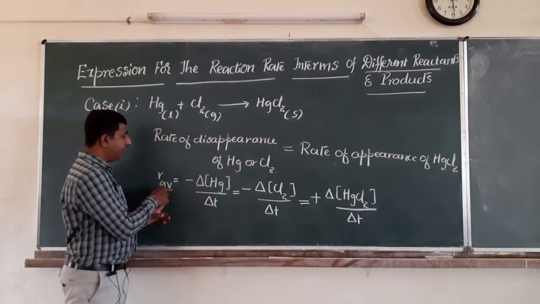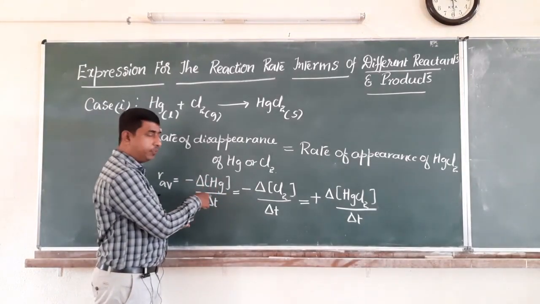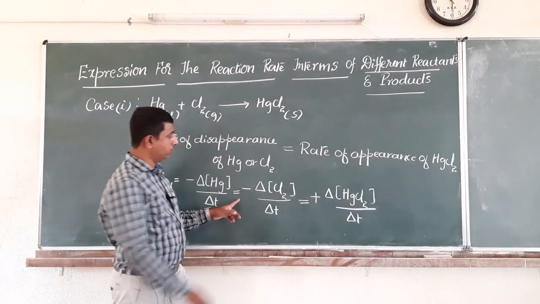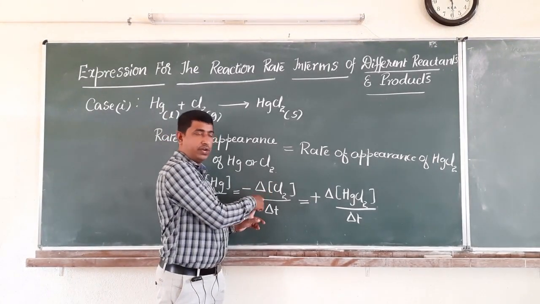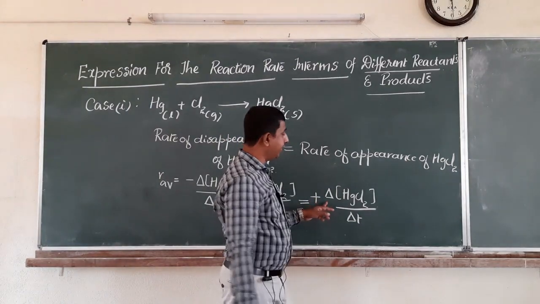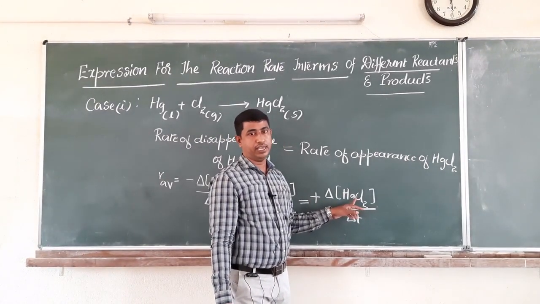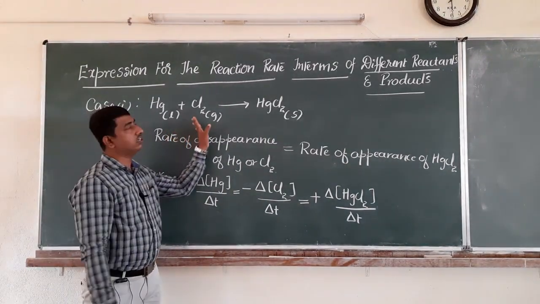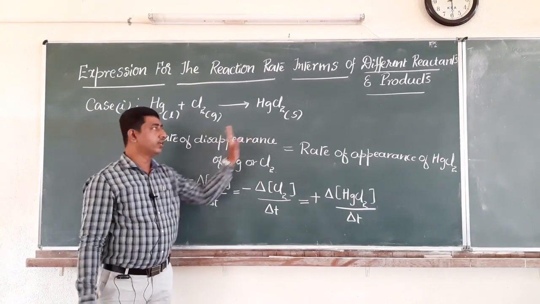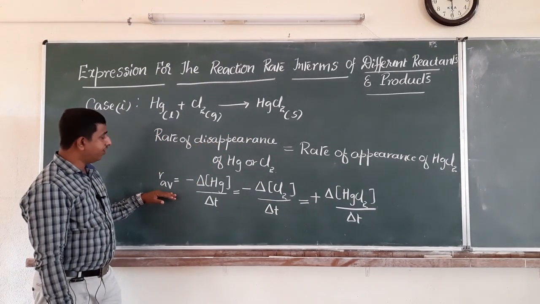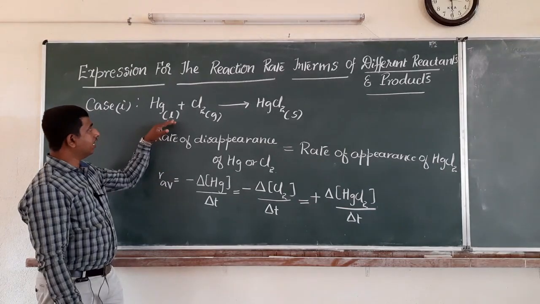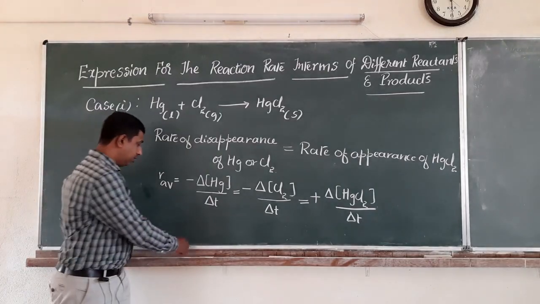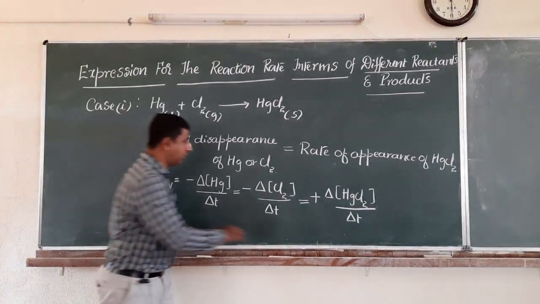Now what is this? The average rate is equal to the rate of disappearance of mercury, which is equal to the rate of disappearance of chlorine, which is also equal to the rate of appearance of mercury chloride, HgCl2. This is because the stoichiometric coefficients of all the reacting species are the same. So this is the way to write the rate expression in the case of a reaction containing the same stoichiometric coefficients. We can take one more case.